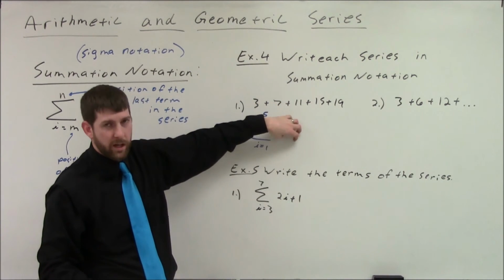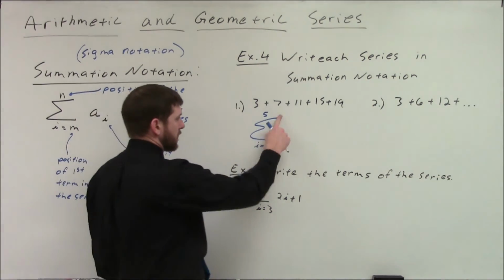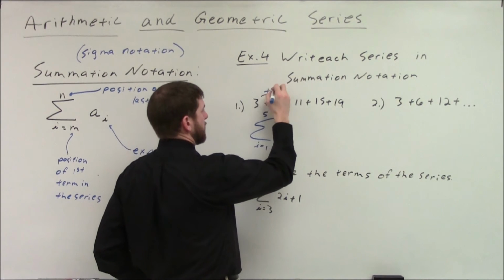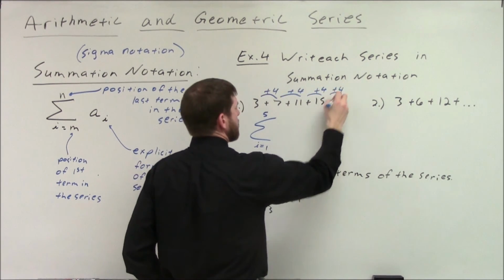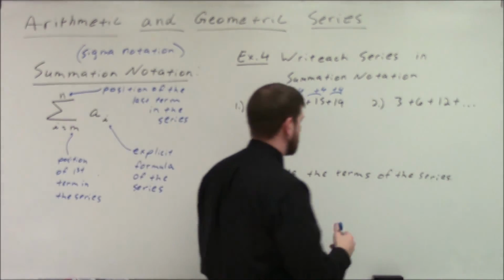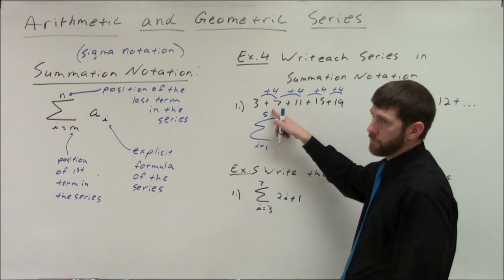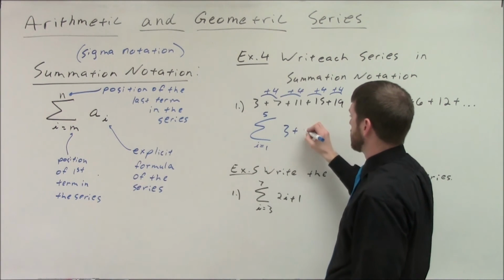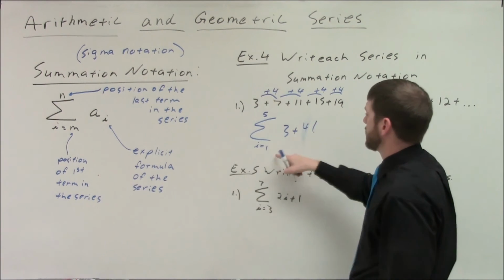So we need to get this explicit formula that generates that sequence. So we go back to how we write an explicit formula. I first identify it as arithmetic or geometric. Well, I see my pattern is plus 4. So if plus 4 is my pattern, we know that we're going to do the arithmetic, which is the explicit for an arithmetic is a1, which is 3, plus the common difference, which is 4, times n minus 1.